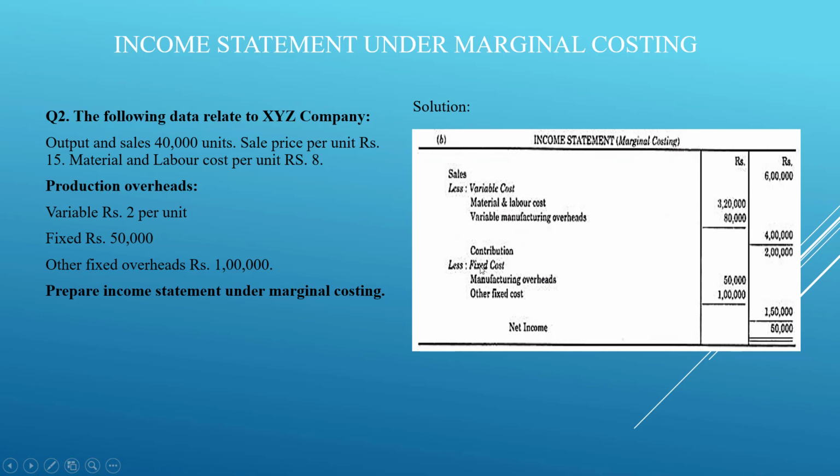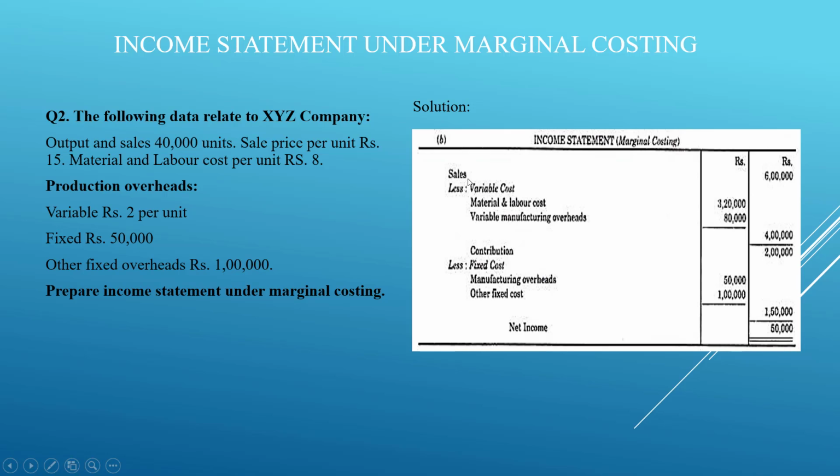And then for manufacturing overhead fixed cost, directly 50,000 is given, so we don't have to multiply this with the output, because directly the value of the fixed cost is given. And other fixed overhead, which is different from the manufacturing overhead, is given as 1 lakh, so directly we take the value as 1 lakh. So after adding up all these values, you will get the net income or net profit. So this is how we prepare the income statement under marginal costing.